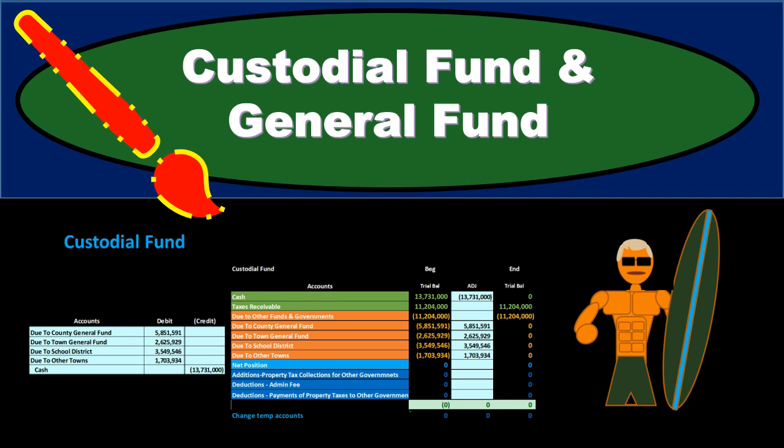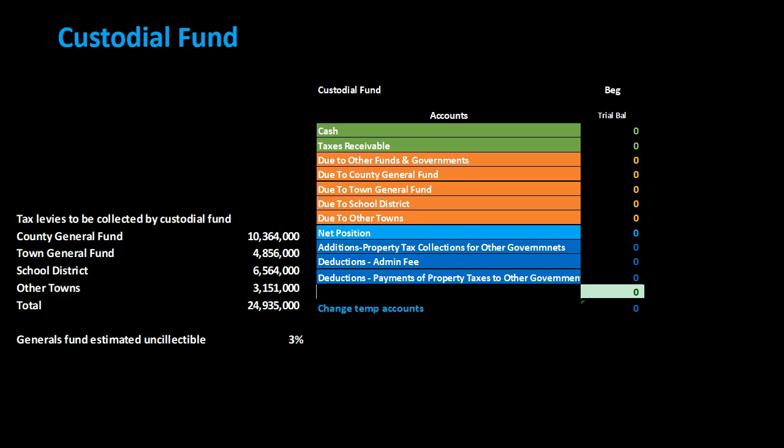The general fund, of course, is our largest type of fund. That's going to be a governmental type fund, the main governmental type fund. So every time we have the governmental accounting or fund accounting, we're going to have one and only one general fund. The scenario is going to be that we're going to have a custodial fund.